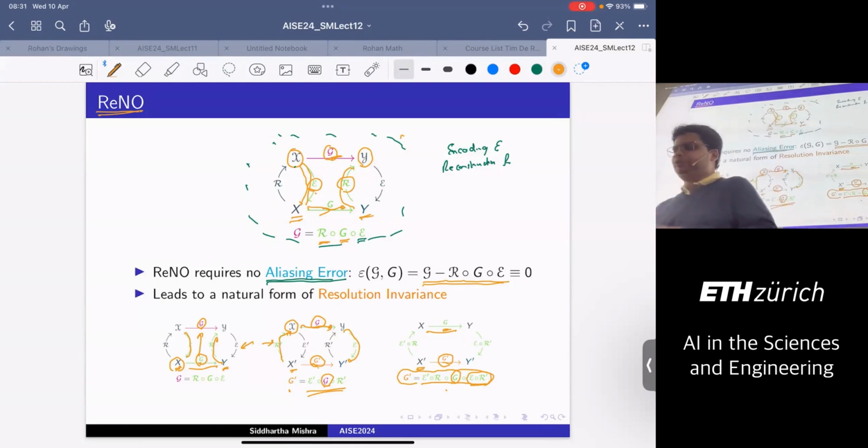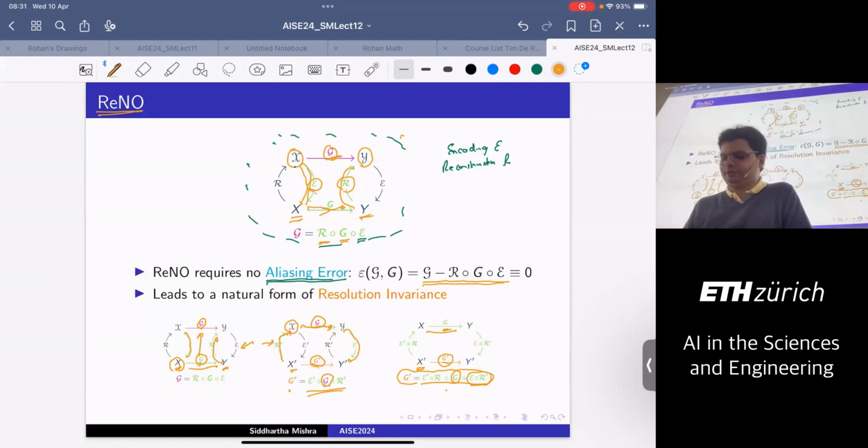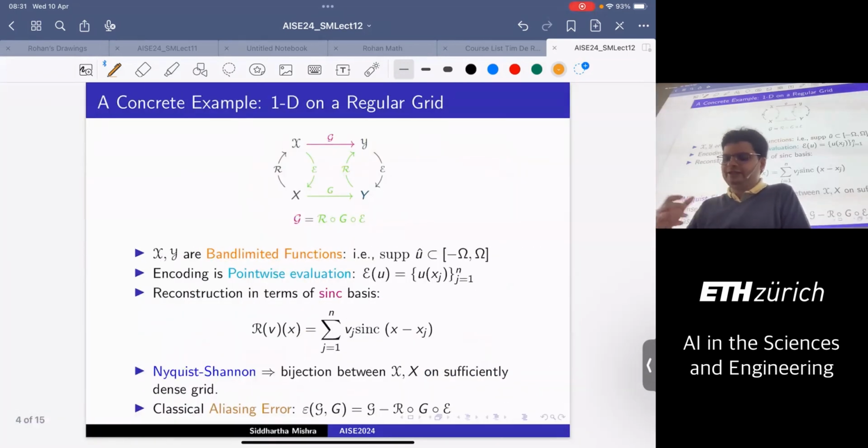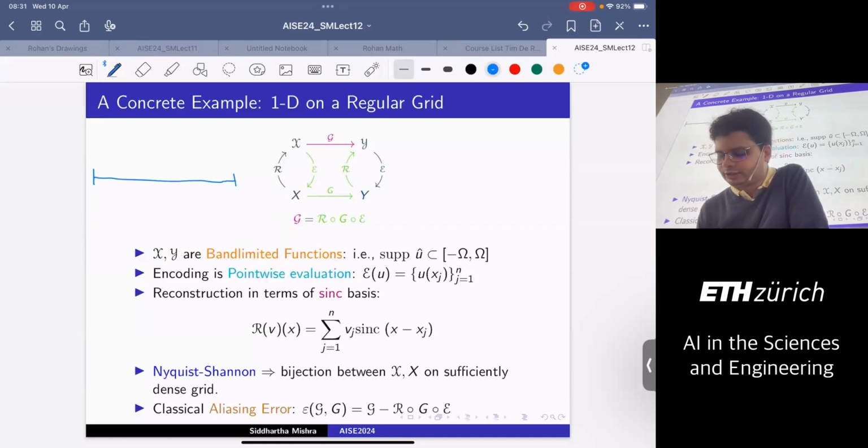So let's do an example just to realize these constructions in some concrete manner. And then we will check for different architectures whether this holds or not. So I just take a very, very simple example. 1D, this can be done in multi-D, there is no issue there. And let's take a picture.